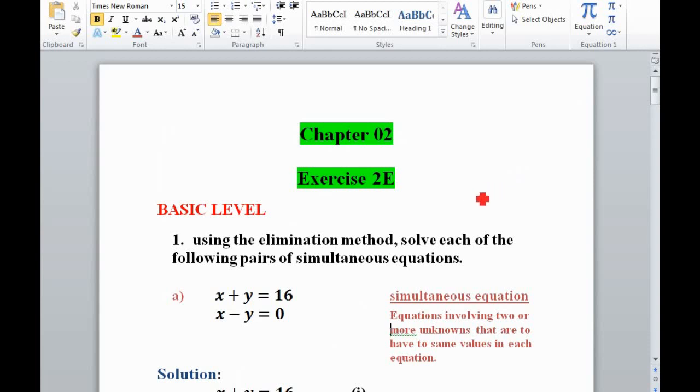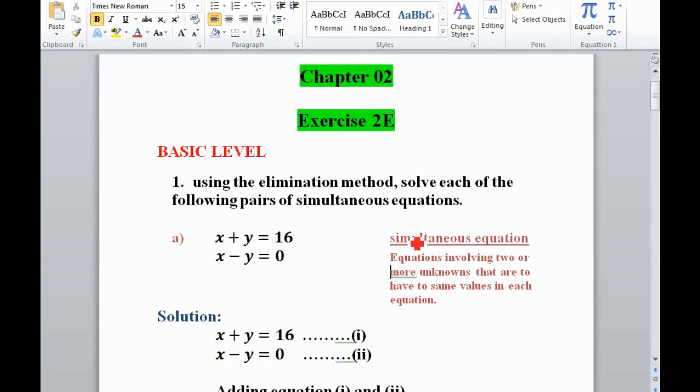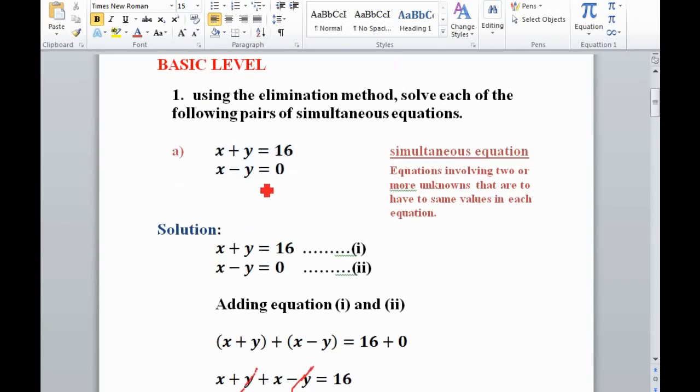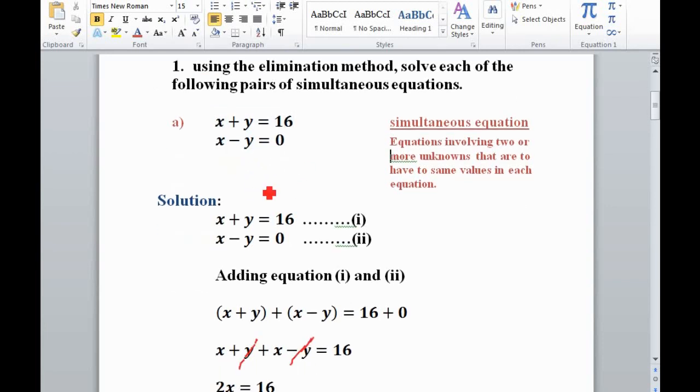New Syllabus Mathematics Book 2, Chapter number 2, Exercise 2E, Question number 1 from this exercise. Using the elimination method, solve each of the following pairs of simultaneous equations. Now, two linear equations are given in this question in two different variables x and y. First equation, x plus y equals 16, and the second equation is x minus y equals 0.